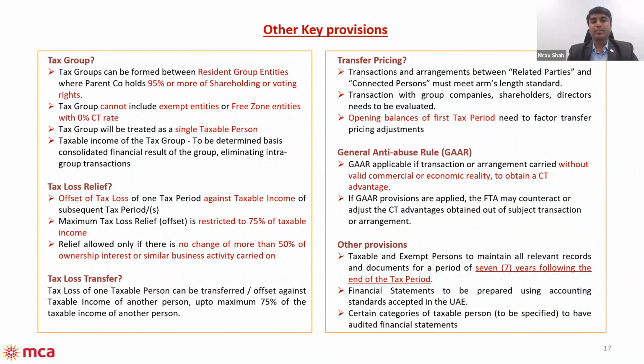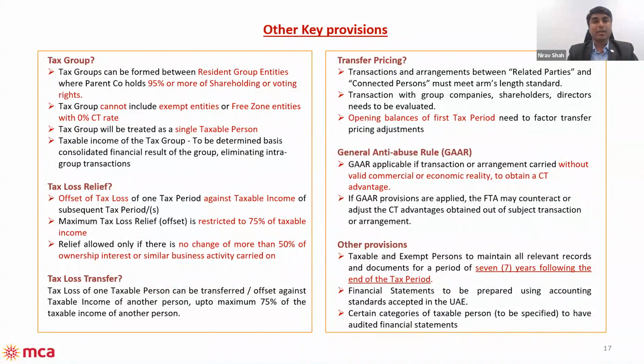There are a couple of other provisions relating to compliance: taxable as well as exempt persons are required to maintain all the records relating to their businesses for 7 tax periods after the end of the taxable period. That means effectively, I will have to maintain the documents for 8 years.